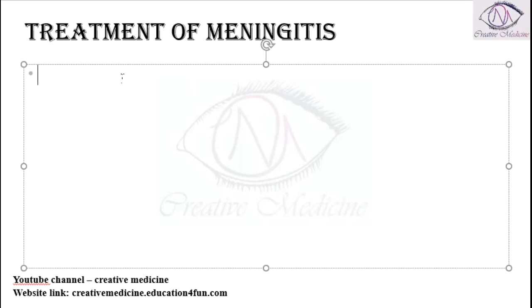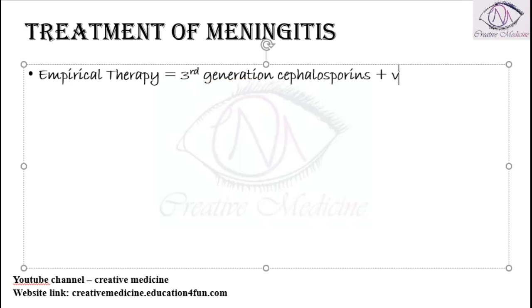Now, because doing culture and sensitivity of CSF takes time, before we know the exact organism, during that timeline we should give empirical therapy to the patient. Empirical therapy is given with third generation cephalosporins. Third generation cephalosporins are given along with vancomycin as the empirical therapy of meningitis.